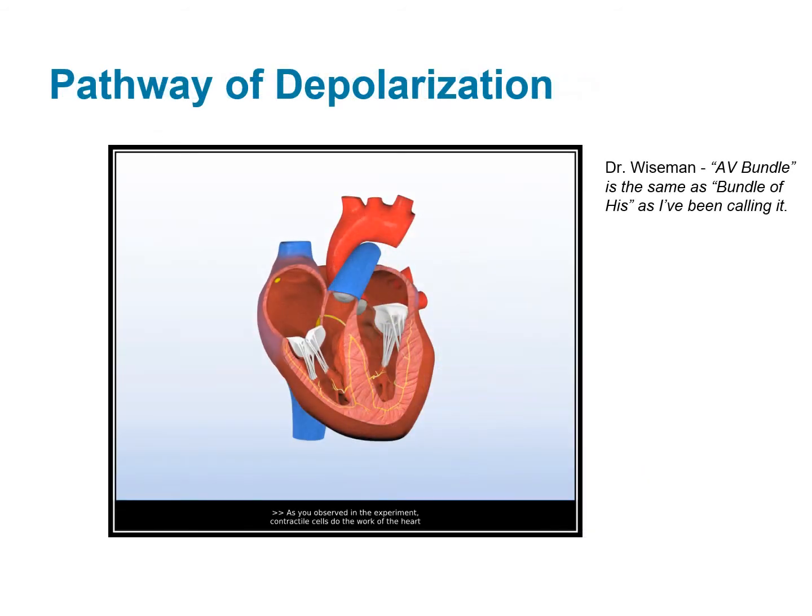As you observed in the experiment, contractile cells do the work of the heart by contracting, but they need pacemaker cells to tell them when to do it. The pacemaker cells function like an officer giving orders to soldiers, telling them to move. Let's now look at how those orders are communicated.